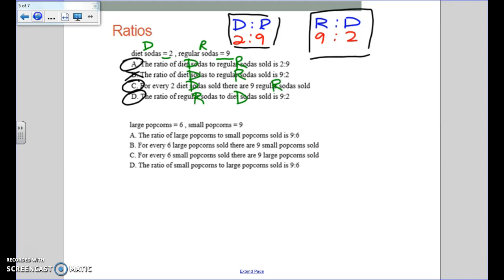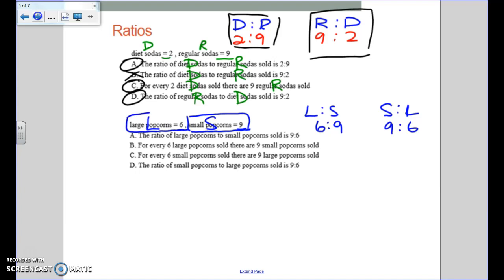Let's take a look at the next one here. It says large popcorn, so I'm just going to abbreviate that L, and small popcorn's S. So when I'm comparing just these 2 things, I could compare large to small, or I could compare small to large. And if I'm comparing large to small, I have 6 large and 9 small. So it could be like that. And if I was doing small to large, it would be 9 to 6. It's just the number associated with the small compared to the number associated with the large. Okay, so depending on the order that I'm comparing is going to change my ratio a little bit.